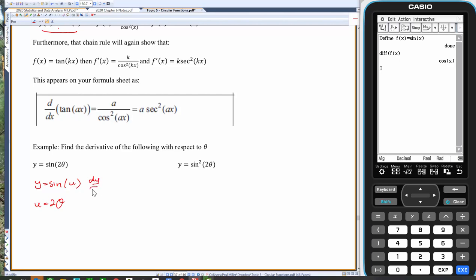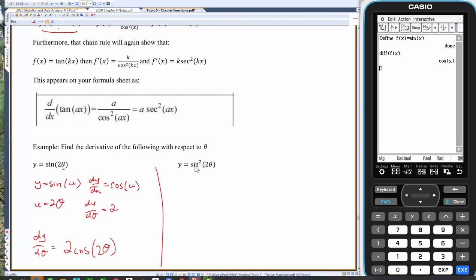All right, dy/du equals, now the derivative of sine is cosine, and du/d theta is equal to 2. So to get dy/d theta, which is the variable in this case, it's those two multiplied together, which is 2 cosine u, with the u substitution, which is 2 theta. And again, hopefully that's okay with the rule.